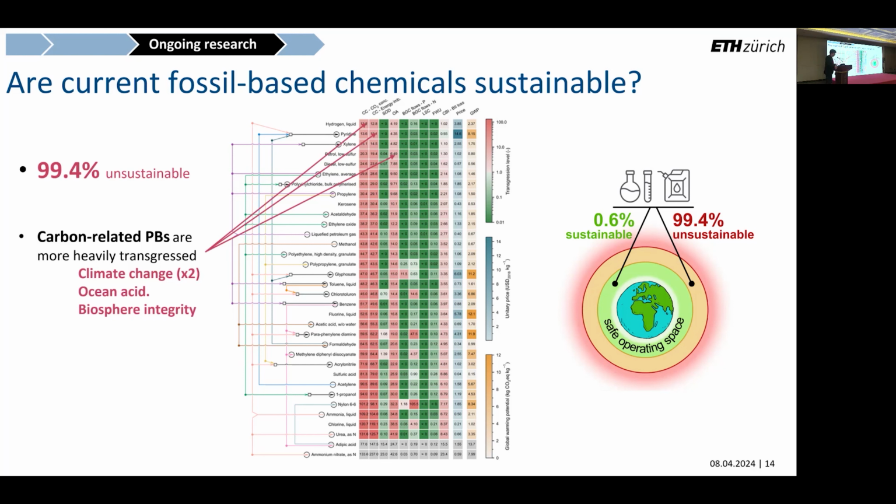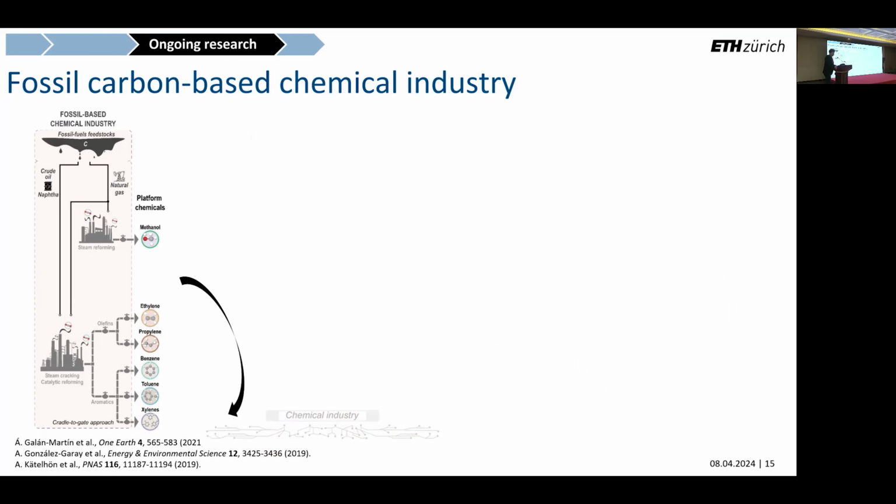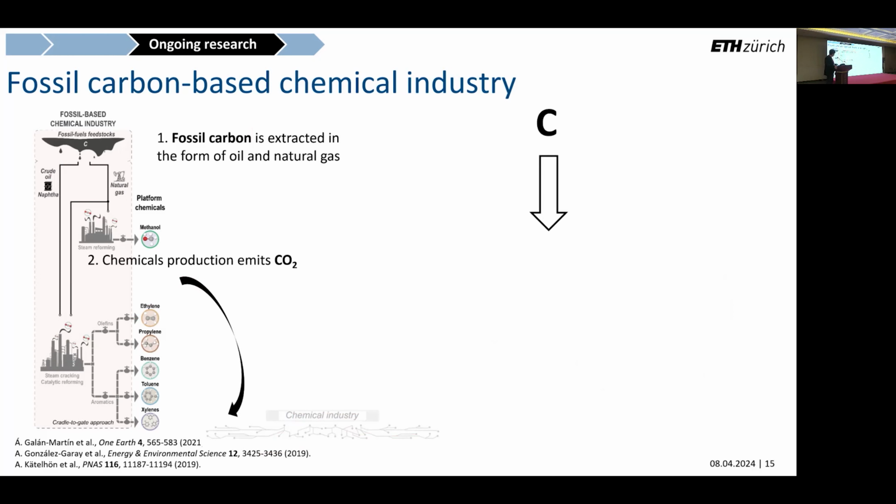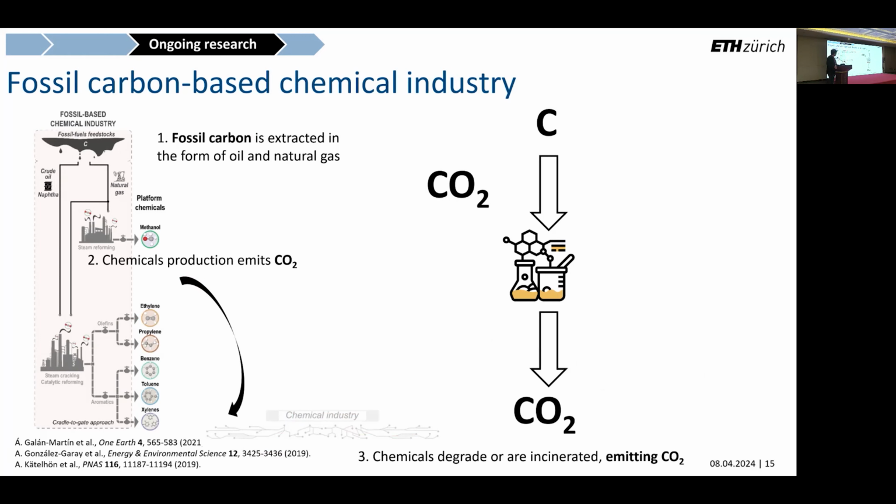Now, let me elaborate further on what is happening here. So this is the linear production model of the chemical industry. We take, in essence, carbon out of the ground. We convert this carbon into chemicals. We require large amounts of energy coming from fossil fuels, so we emit CO2. But also, once the chemicals have been used, they are disposed of, for example, plastics in a landfill or incinerated, so they release the fossil carbon that they contain. So this is not a sustainable system because of climate change.